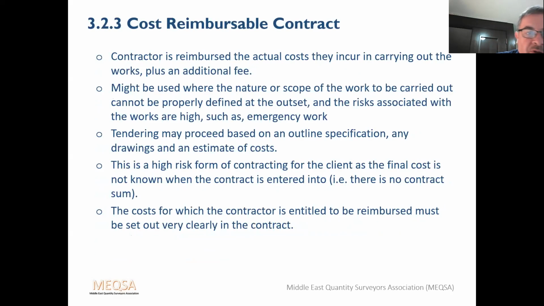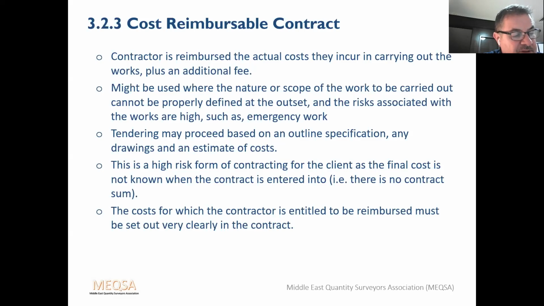I'm going to talk about the cost reimbursable contract. Cost reimbursable contract, sometimes called cost plus contract, is one in which the contractor is reimbursed for the actual costs that they incur in carrying out the works, plus an additional fee. Examples are option E of the NEC engineering construction contract. That's a good example of a cost reimbursable contract that works really well. There's also other forms. You can do it under FIDIC.